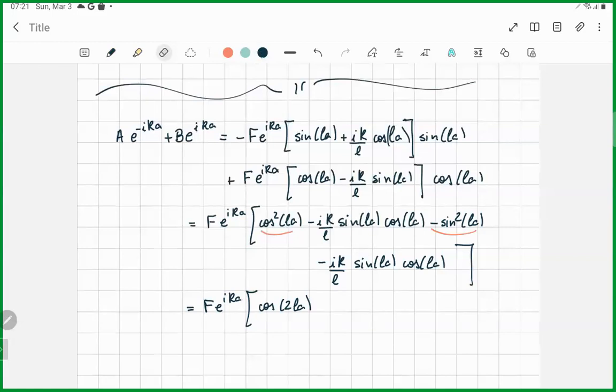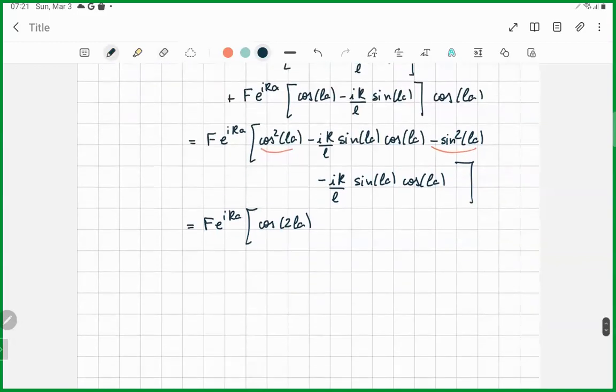But if you remember relations in trigonometry, you may remember that the sine of 2 theta is cosine theta sine theta plus cosine theta sine theta. So 2 cosine theta sine theta. Okay, so what we have here is now, let me just put this ik over L. So this is just going to be sine of 2LA.